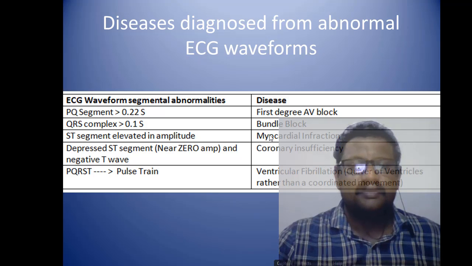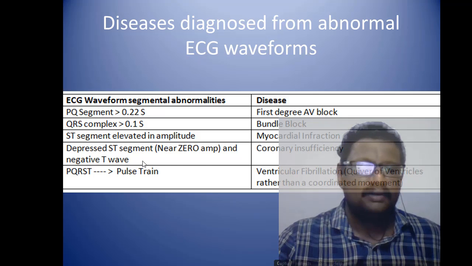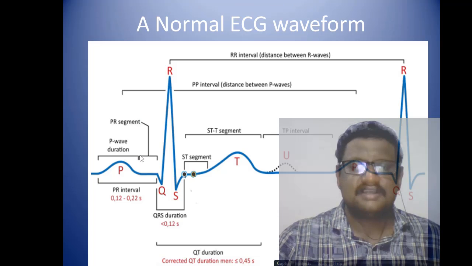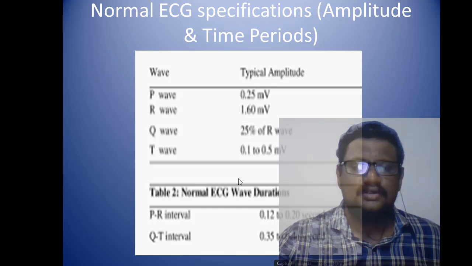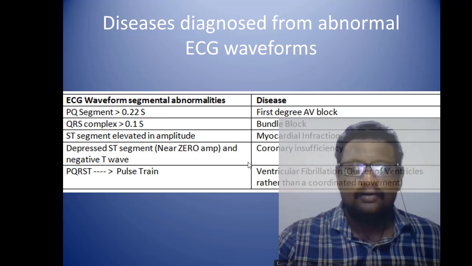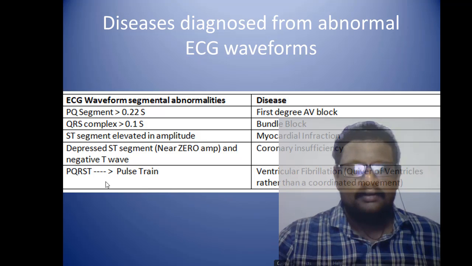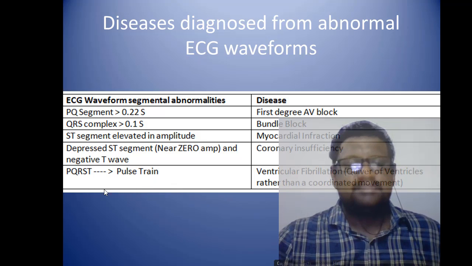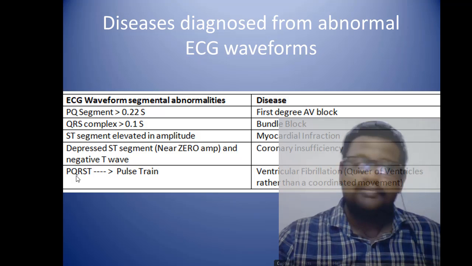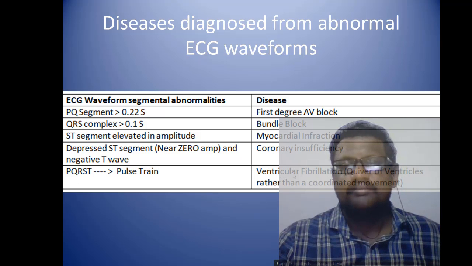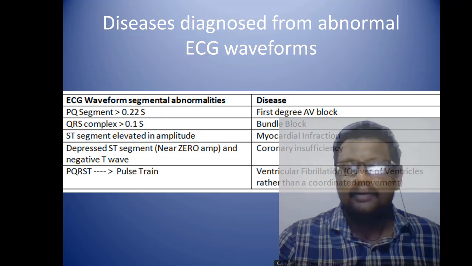Then ST segment, if it is high in amplitude, there is myocardial infarction. If the ST segment is depressed, which means the amplitude gets reduced, in that case, near to 0, that is called coronary insufficiency. And the PQRST pulse strain. If the entire pulse is not in shape itself, then that is called ventricular fibrillation. Fibrillation is nothing but a quiver of ventricles.